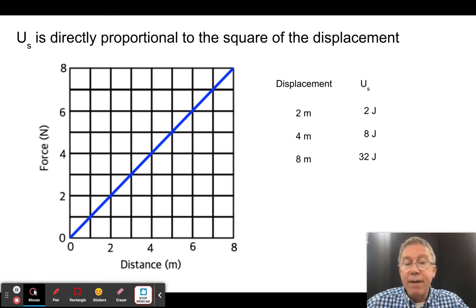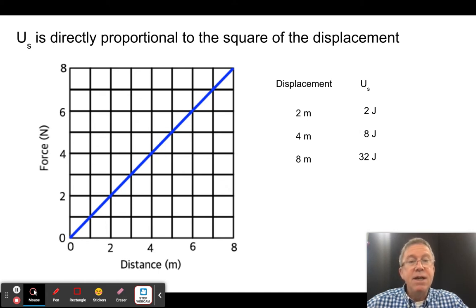Now I'm going to double the displacement, from 2 meters to 4 meters. Well, what happens to the area under the line? 4 times 4 is now 16. Take half of that, that's 8. I now have 8 joules of spring potential energy. So look what happened. I doubled the displacement, but in doing so, I quadrupled the amount of spring potential energy.